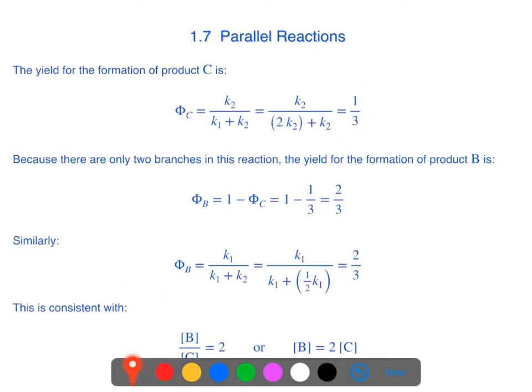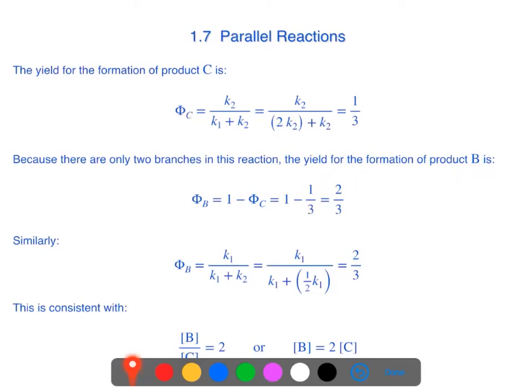And because there's only two branches in this reaction, the yield for the formation of product B can be determined in one of two ways. Because we know there's only two branches, we can simply subtract the yield with respect to C from 1. And so 1 minus 1/3 leaves us with a yield of 2/3.